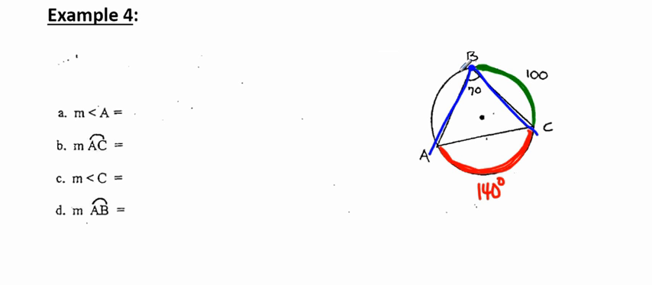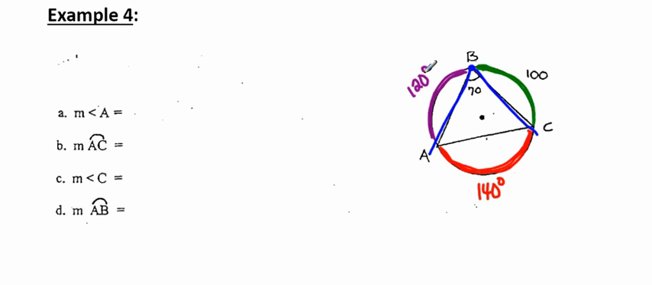Well, if I know that the sum of the three arcs added together has to be 360 degrees, then in order to find the measure of that purple arc, I'm going to add the 100 and the 140 and subtract that sum from 360, and that tells me that the degree measure of the purple arc from A to B has to be 120 degrees.